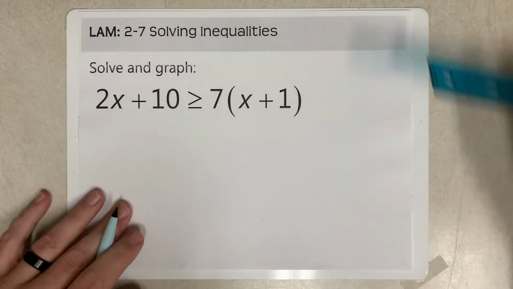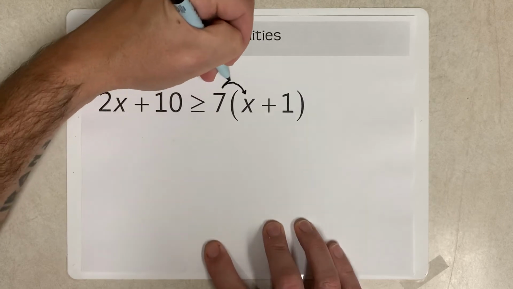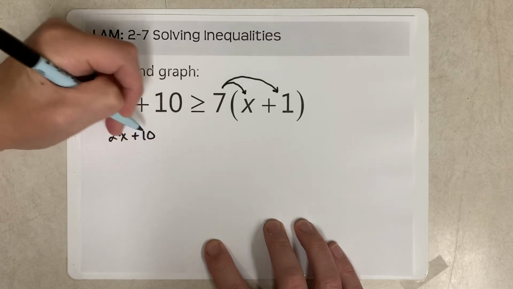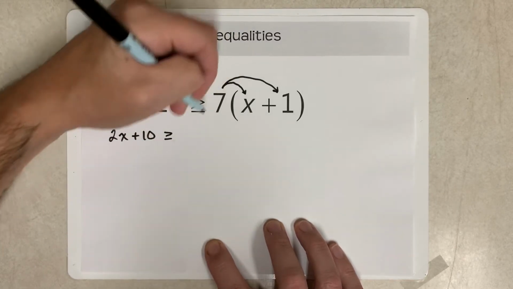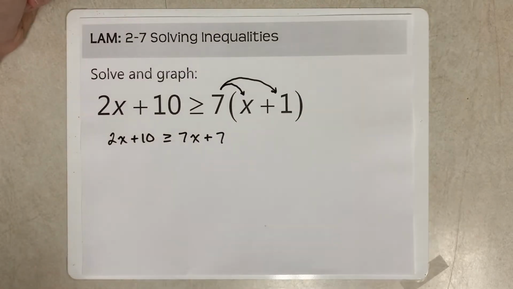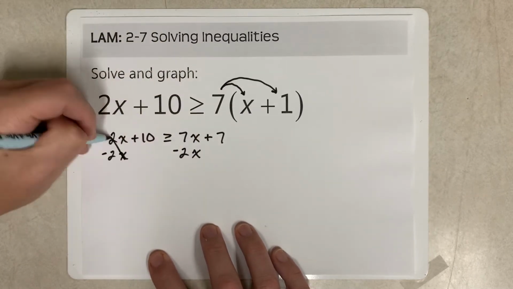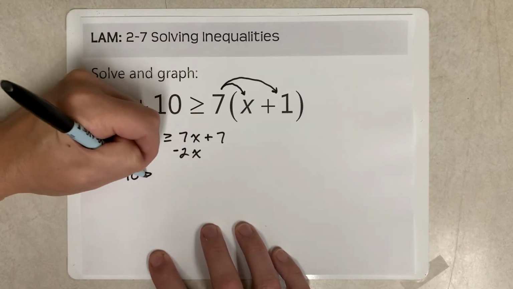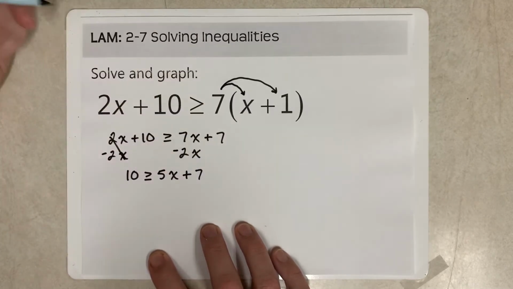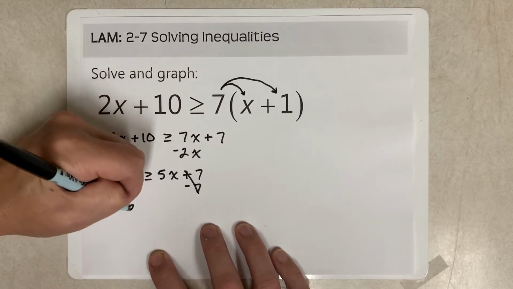Okay, this example, again, I need to distribute that 7 first before I do anything. So I'll just bring down the 2x plus 10 greater than or equal to 7x, and 7 times 1 is plus 7. And then we take it from there. Minus 2x, minus 2x. Drop down my 10, greater than or equal to 7 minus 2 is 5, 5x plus 7. And then we subtract 7 on both sides. 10 take away 7 is 3.